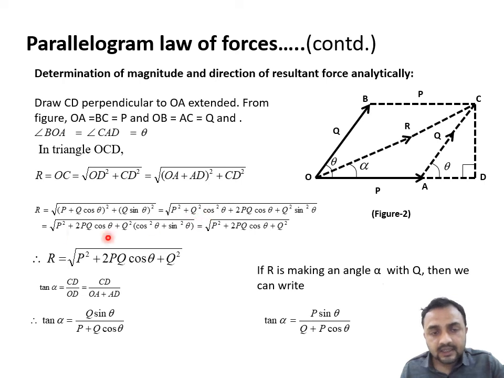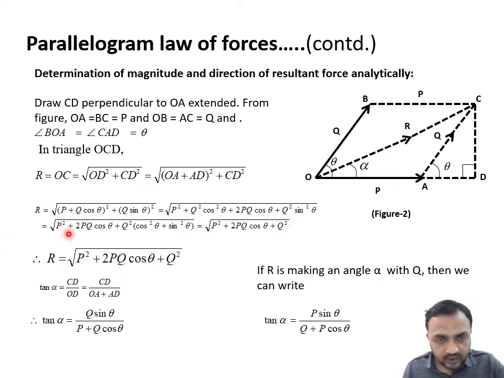How do we get this? We put the A plus B whole square formula here. A is P, and Q cos theta is B. So P square plus Q square cos square theta plus 2PQ cos theta. Again, Q sin theta whole square is Q square sin square theta, all under the root.